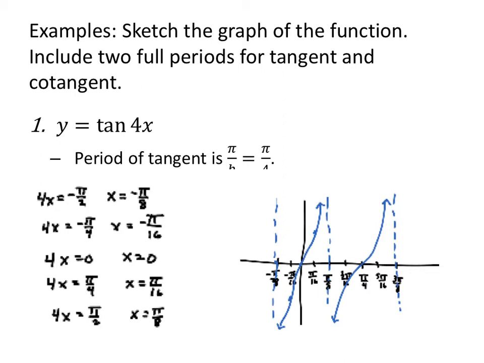Alright, so we're going to sketch the graph and include two full periods for the tangent and cotangent, since they both have a natural period of pi. We put in two views of them, so we get a full 0 to 2 pi.